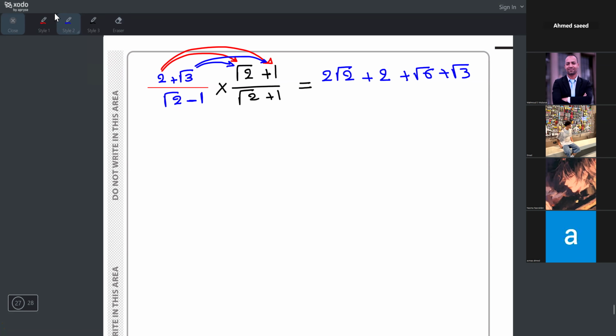Over the denominator: first by first, and second by second. Root 2 times root 2 is 2. Minus 1 times 1 is minus 1. 2 minus 1 is 1, so we can cancel the denominator. The answer is 2 root 2 plus 2 plus root 6 plus root 3.